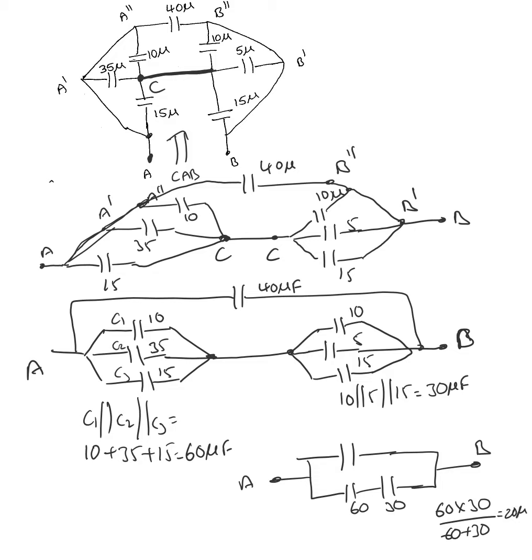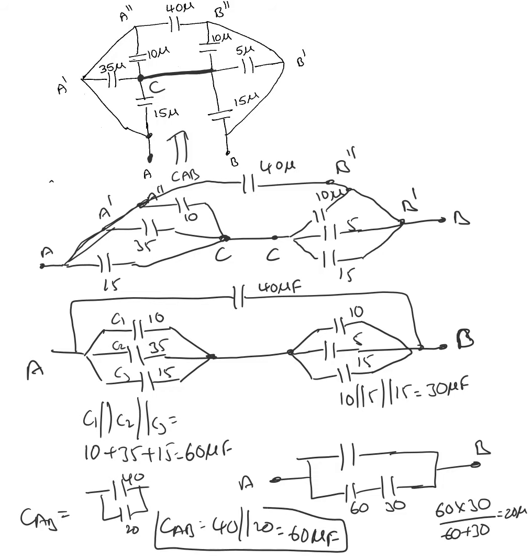Okay, so my CAB equals, I will end up with 40 and 20. This is 40, that's 20. Those two are in parallel. CAB equals 40 parallel with 20, which is 60 microfarad. That's our total capacitance. Thank you.